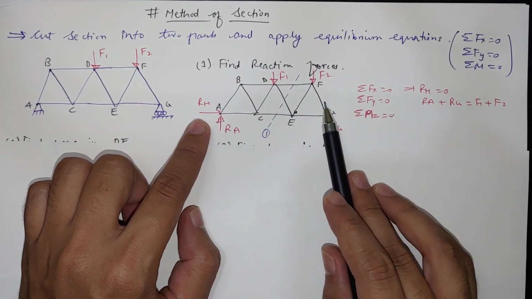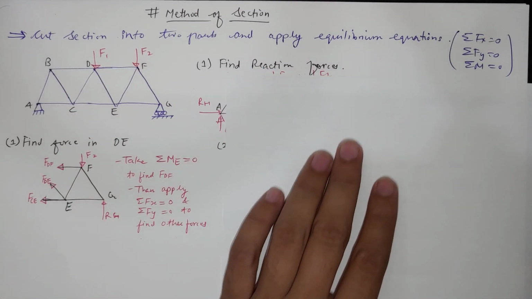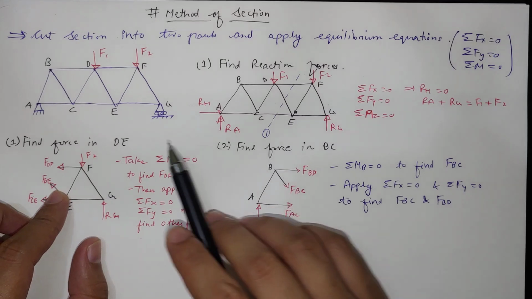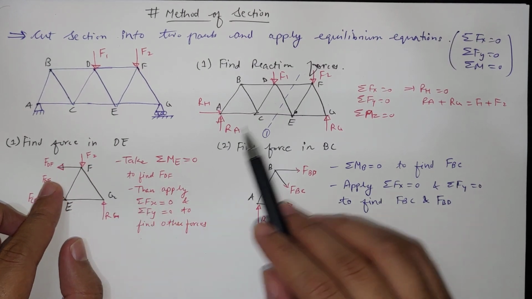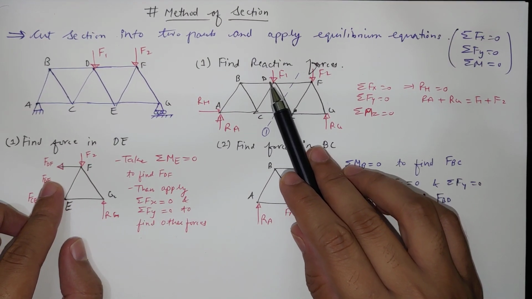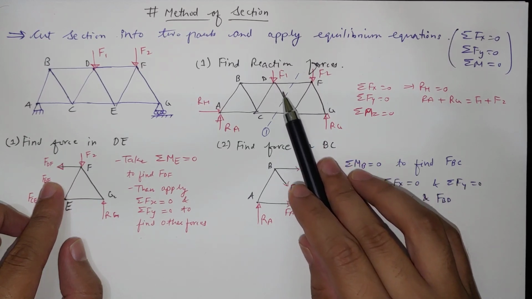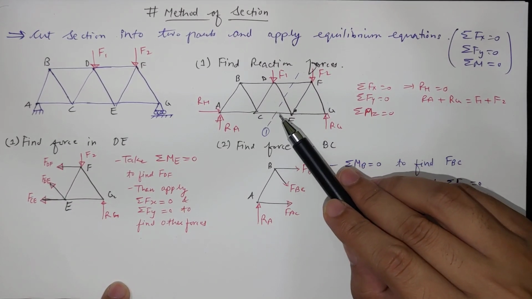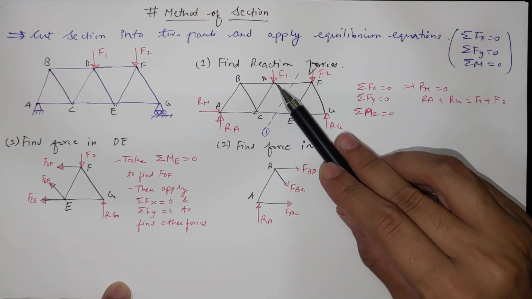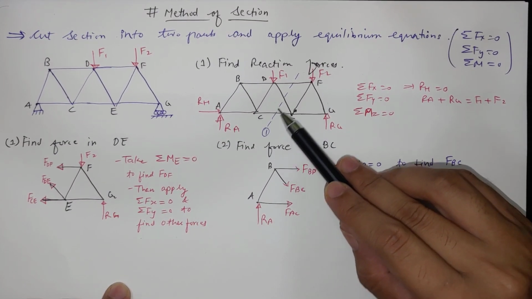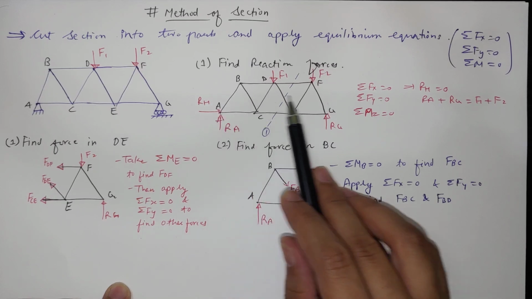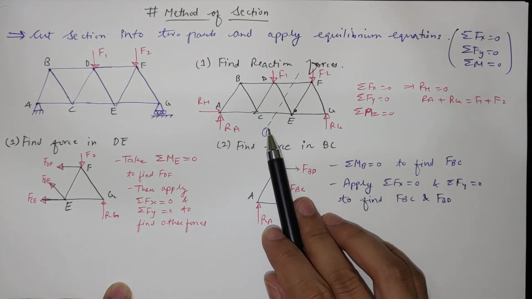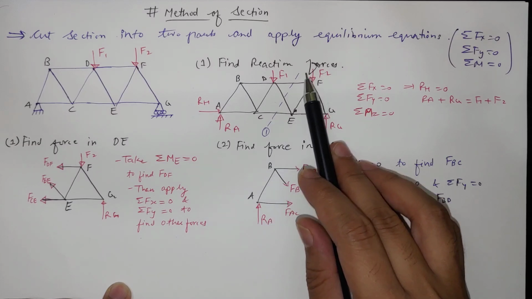After finding these reaction forces, if it is further asked in the question to find the force in DE, then we have to cut a section such that the DE member is cut, like this. You can cut at any angle, but the fewer members are cut through the section, the fewer variables there will be.